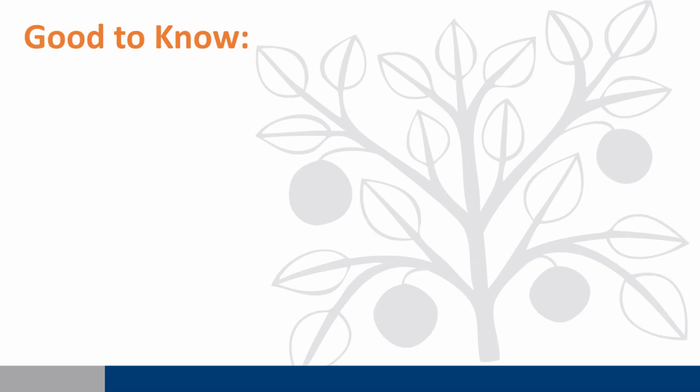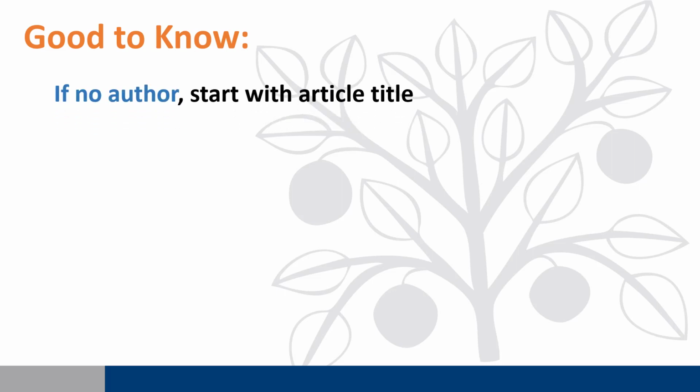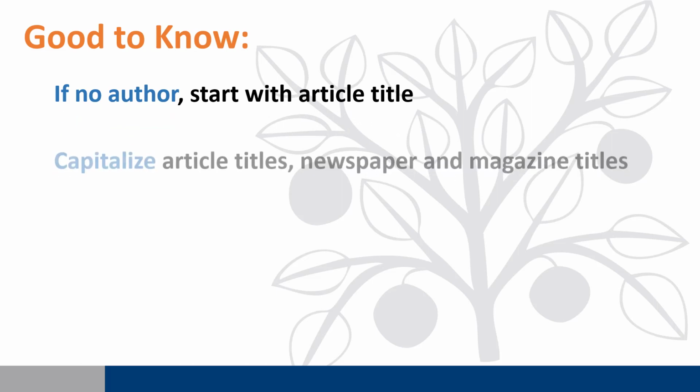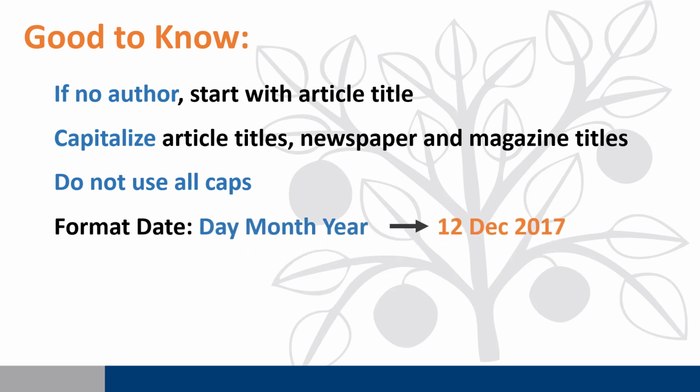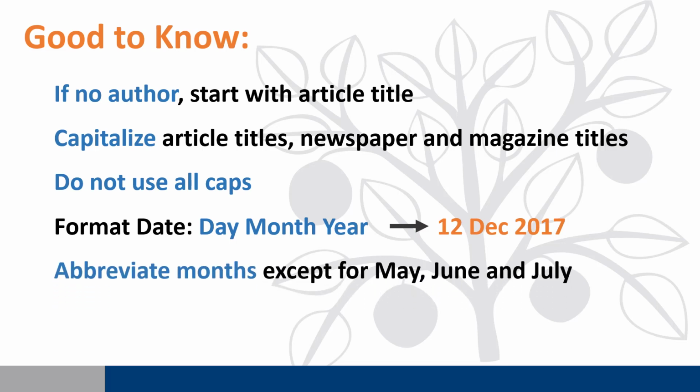Here are some tips that are good to know about citing in MLA style. If the article does not have an author, then start the citation with the article title. Always do headline capitalization for article titles and for newspaper and magazine titles. Do not use all caps even if the original article is printed in all caps. Format dates as day, month, year, with months abbreviated except for short spelling months like May, June, and July. And lastly, remember to omit the HTTP portion of the URLs when you are including the URL in the citation.